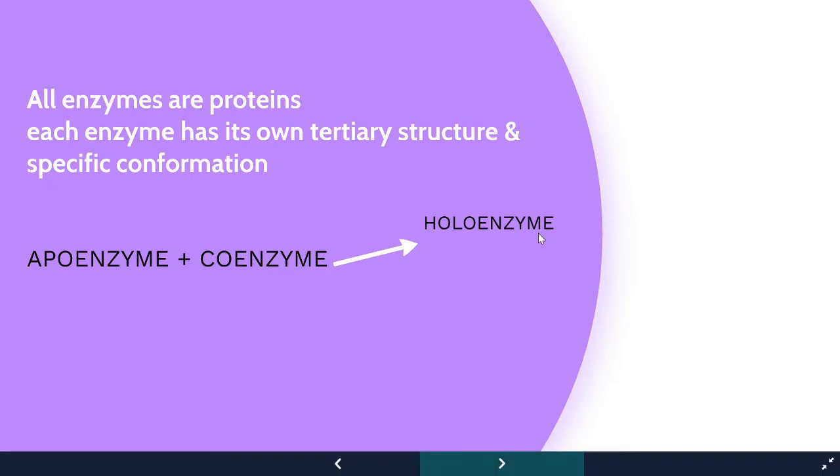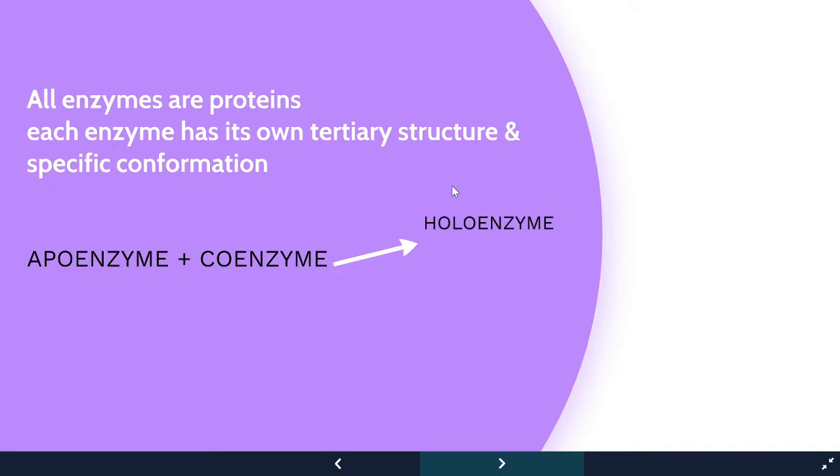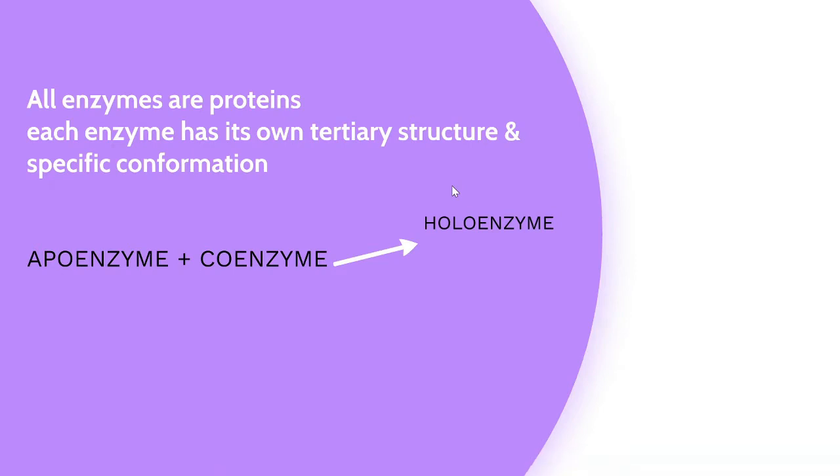The functional unit of an enzyme is called a holoenzyme, the active part of the enzyme, which is a combination of apoenzyme and a coenzyme. Apoenzyme is a protein part and coenzyme is a non-protein part. Together, they constitute a holoenzyme, the main part of the enzyme, which is responsible for its catalytic activity.